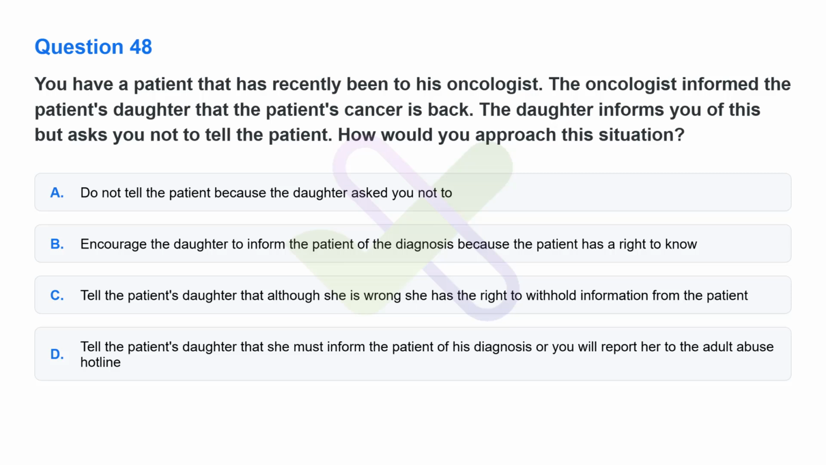You have a patient that has recently been to his oncologist. The oncologist informed the patient's daughter that the patient's cancer is back. The daughter informs you of this but asks you not to tell the patient. How would you approach this situation? A, Do not tell the patient because the daughter asked you not to. B, Encourage the daughter to inform the patient of the diagnosis because the patient has a right to know. C, Tell the patient's daughter that although she is wrong, she has the right to withhold information from the patient. D, Tell the patient's daughter that she must inform the patient of his diagnosis or you will report her to the Adult Abuse Hotline.